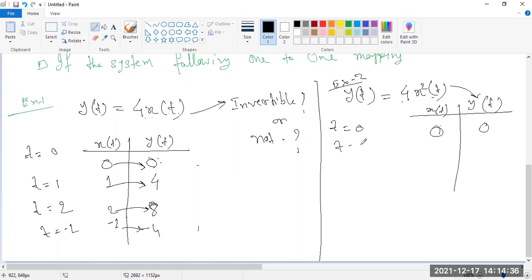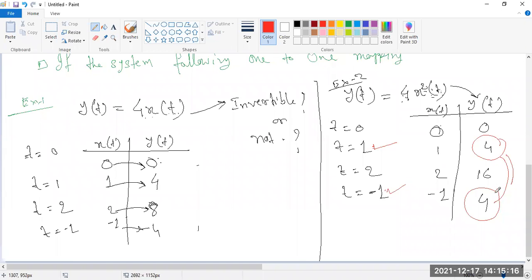Okay, if t equal to 1, then 1 into 4, that is 4. If t equal to 2, then 2 squared equal to 4, 4 into 4, that is 16. If t equal to minus 1, we get minus 1 squared, so this is 1, 1 into 4, that is 4. So guys, you can see for the different inputs, plus 1 and minus 1, this output and this output are the same.